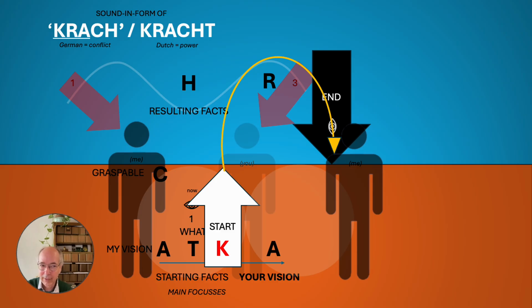How do I connect to that difference? The C is already what I told you. It's about what can I grasp from it. So K, R. I will connect to what is different, and I'll see what I can use from it.